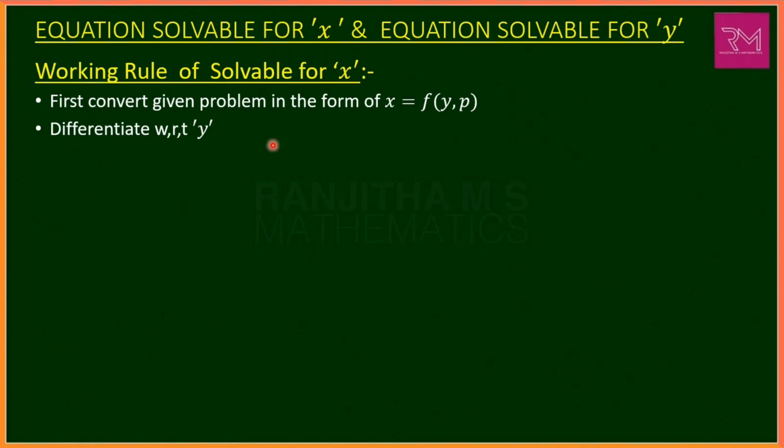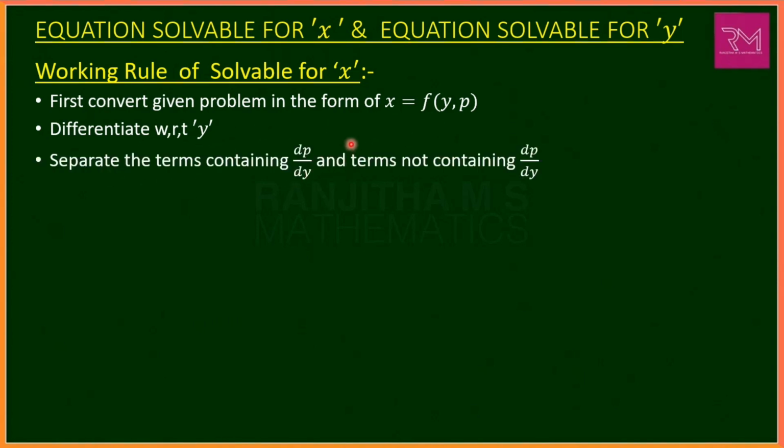Next step, differentiate the obtained equation with respect to y. Separate the terms containing dp by dy and the terms not containing dp by dy. After differentiating x is equal to f of y, p, we have to separate these terms. Next, we have to delete, that is, neglect, the terms not containing dp by dy.